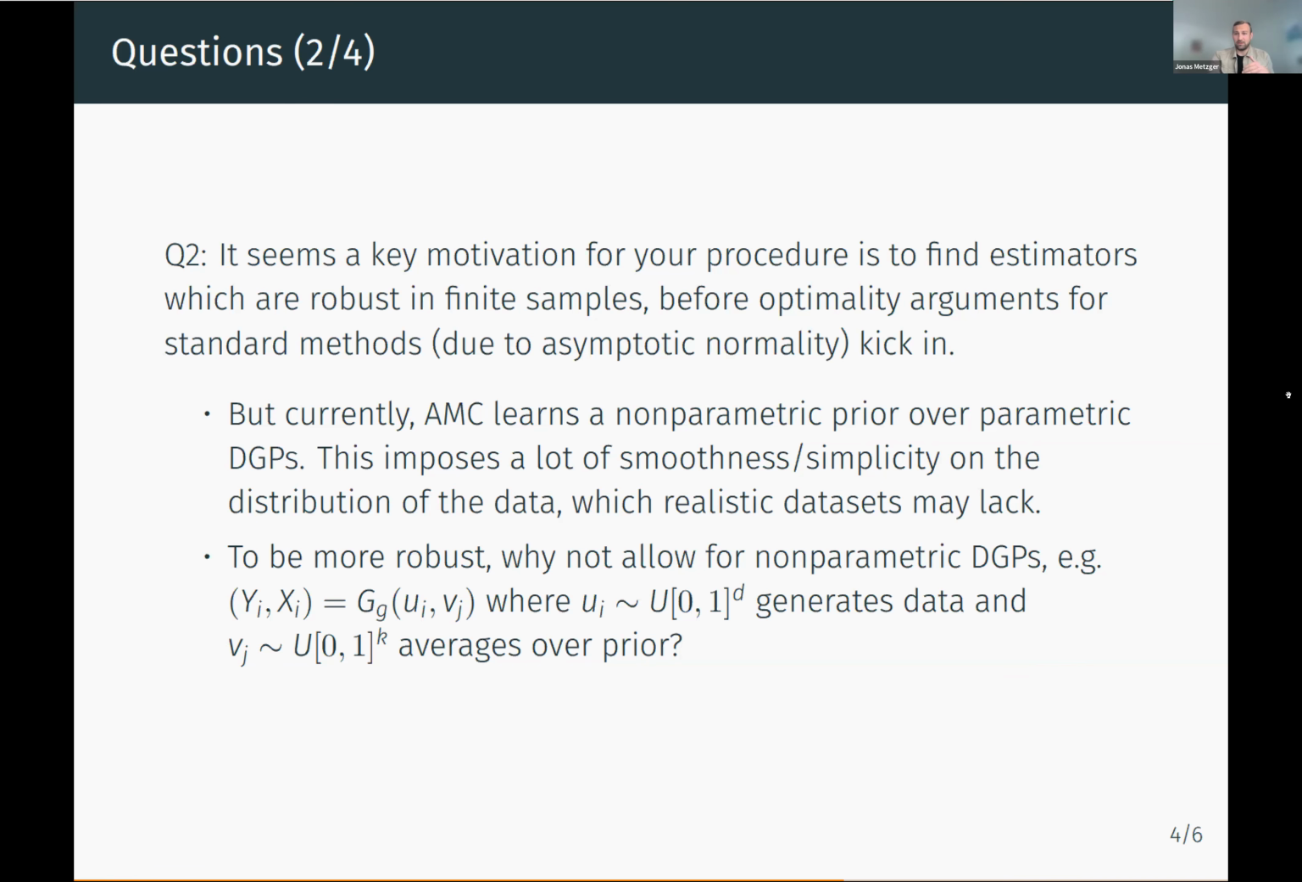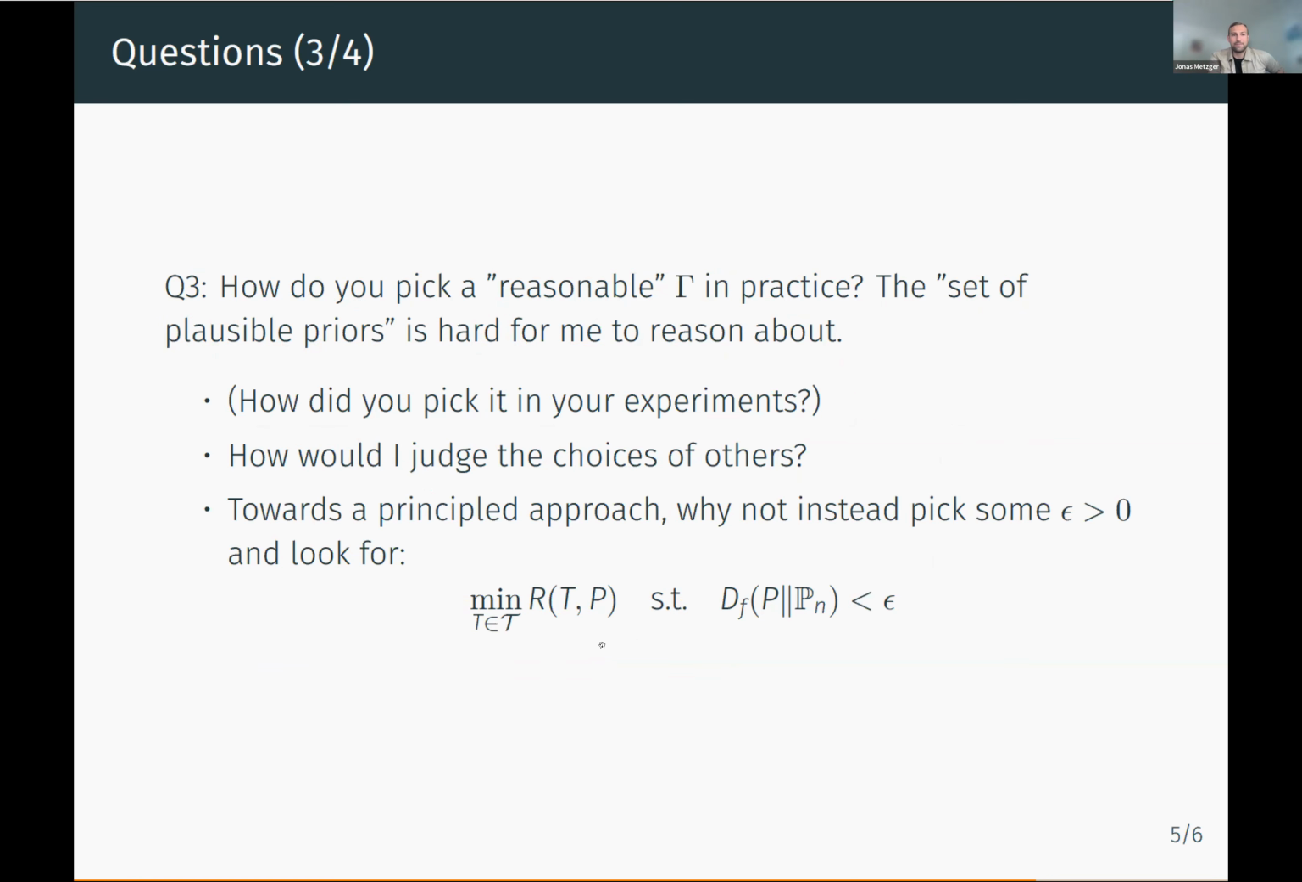Could we be more flexible in the generator? For example, we could imagine a generator that maps two sources of randomness to the data, where, let's say, U is how we generate the data, and integrating over another shock is how we average over the prior. Now things are very flexible. Maybe everything falls apart. Maybe we don't get a nice solution. That might be a reason why we don't want to do this. But just getting your opinion on that line of thought will be very interesting to me. And the third question is, of course, how do you pick a reasonable gamma in practice?